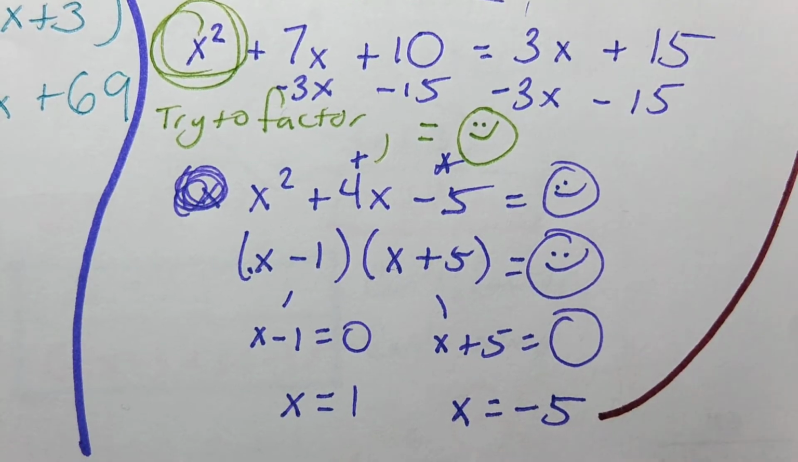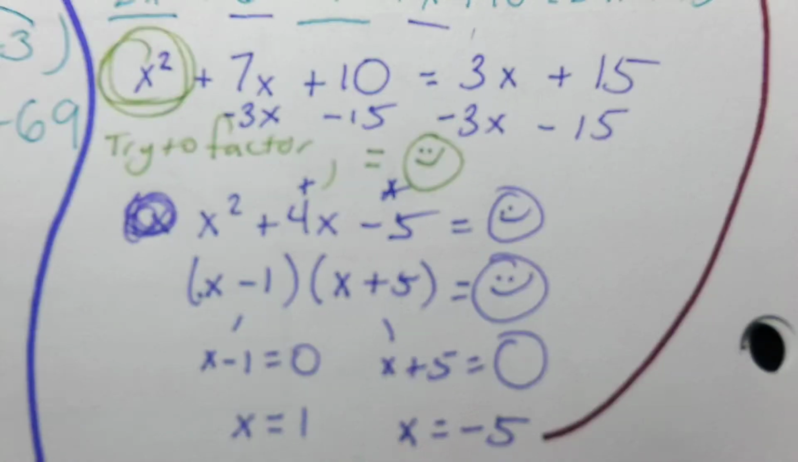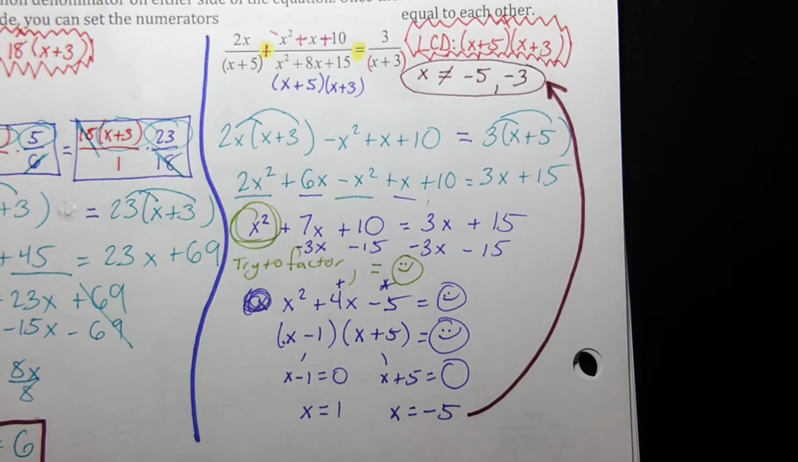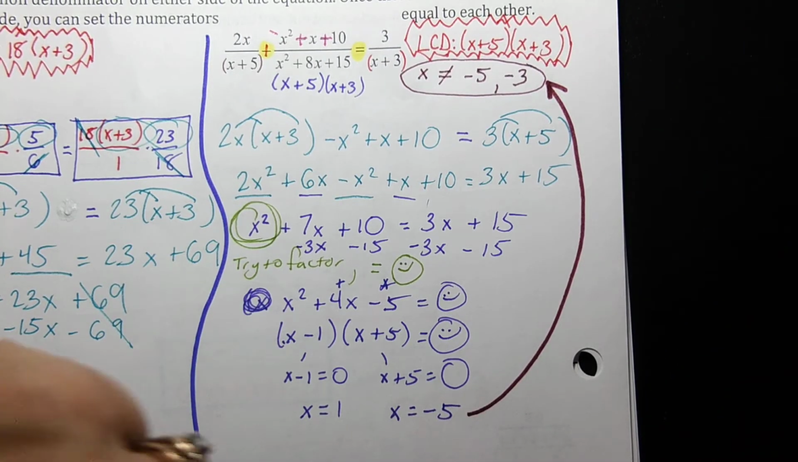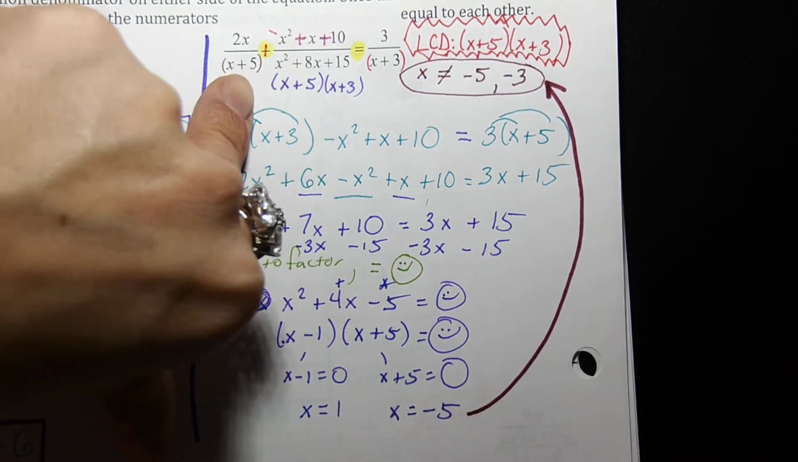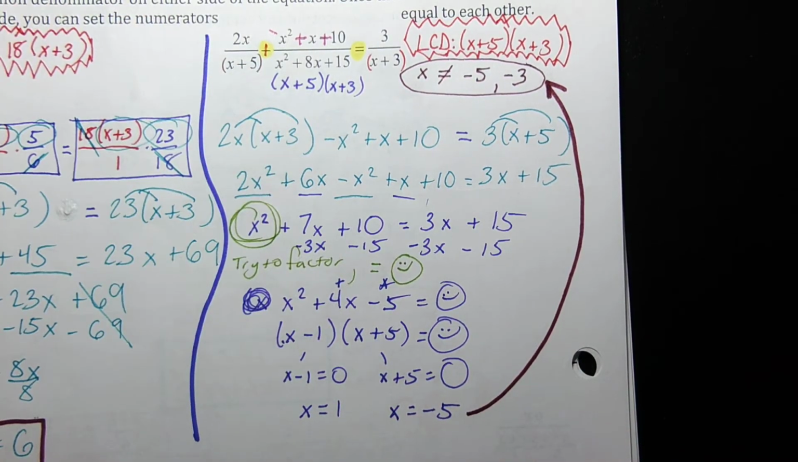So negative 5 is not good when we look at our restrictions. So negative 5 makes this fraction undefined, which essentially invalidates the whole equation. What about the 1 though? So the 1 is all good.